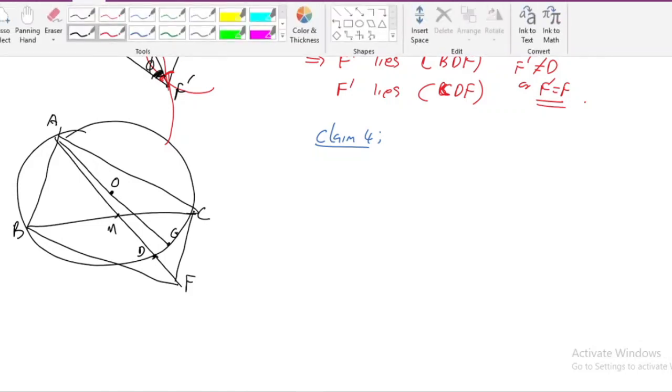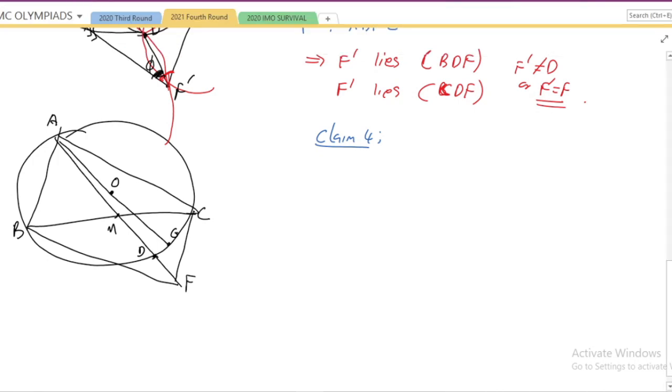Alright, so now the claim here is that GF is parallel to OM and is hence perpendicular to BC. Okay.